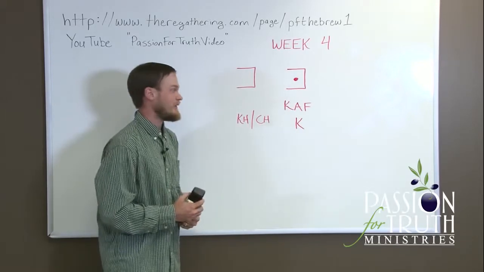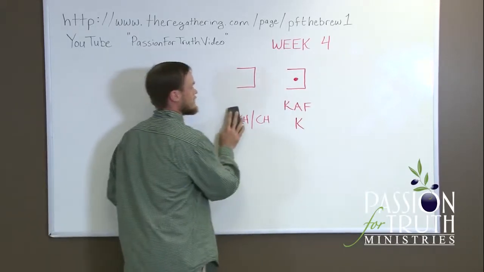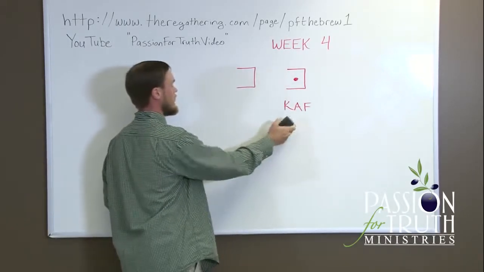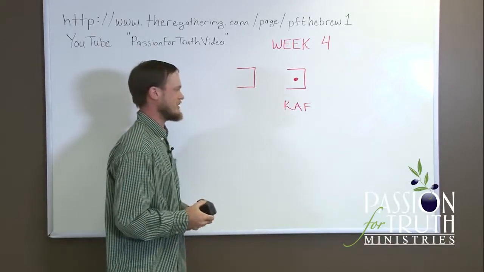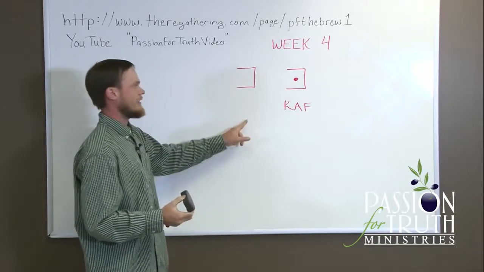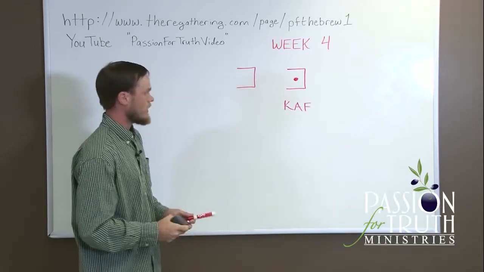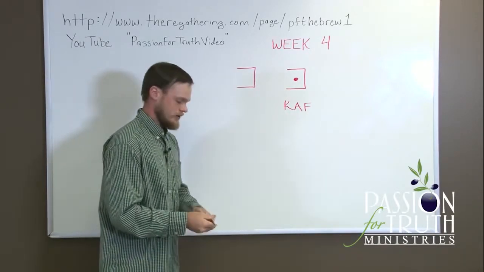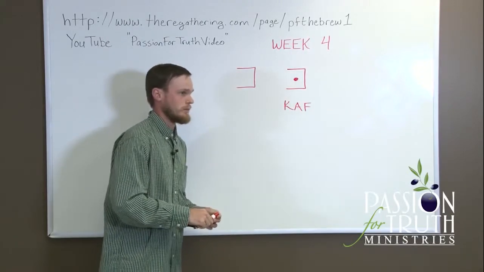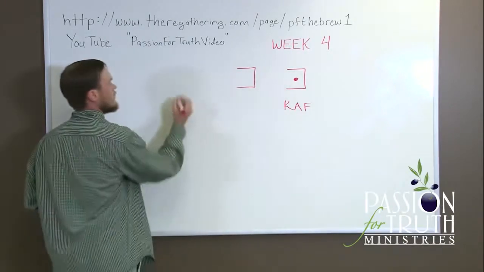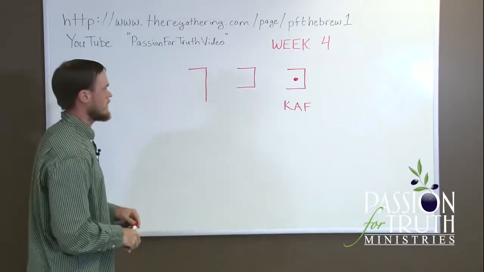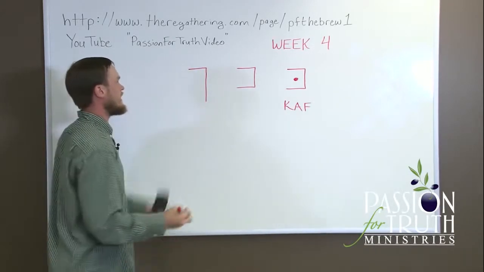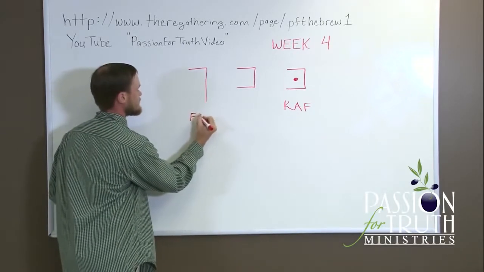So the Kaf makes two sounds: hard C or K, and Cha. The kaf also has a special form, which looks like this. This is called a final kaf.